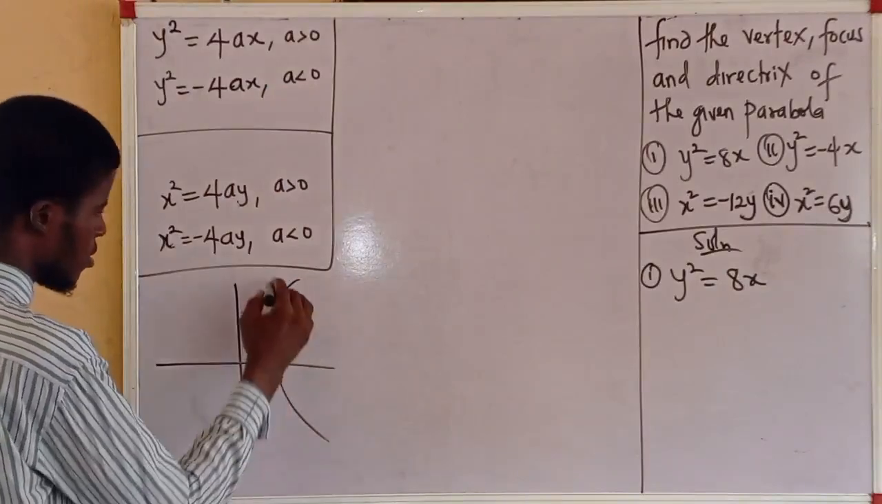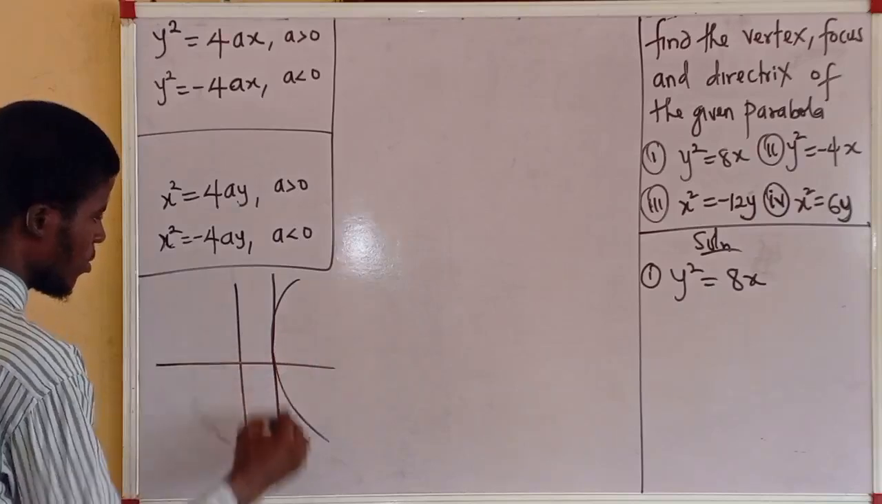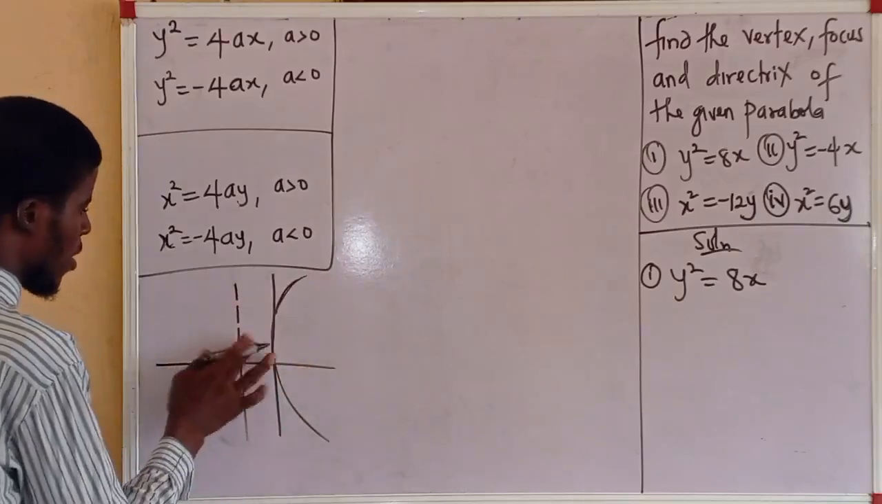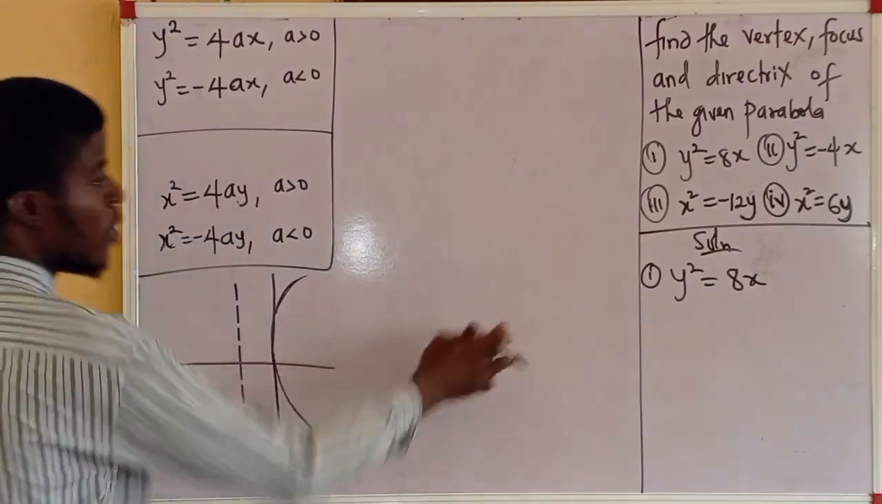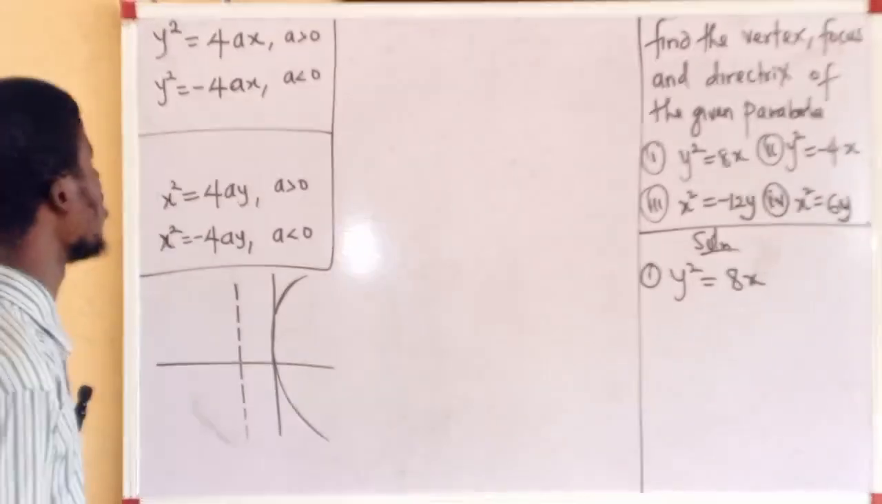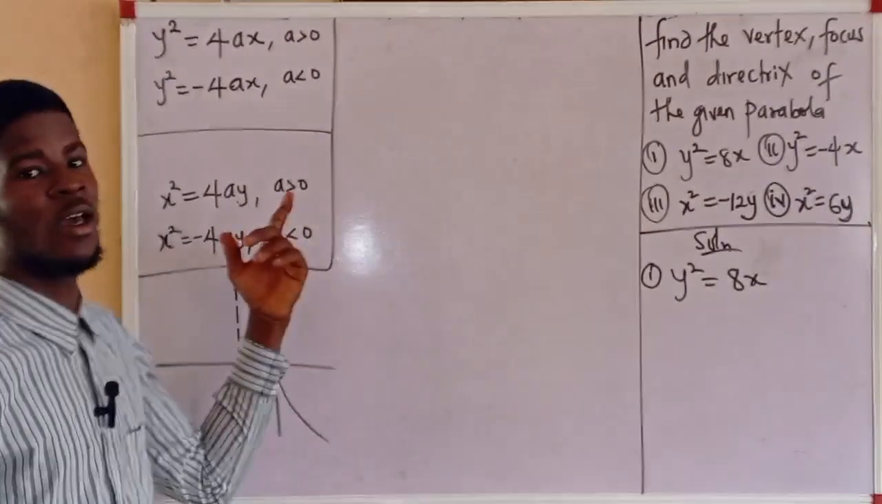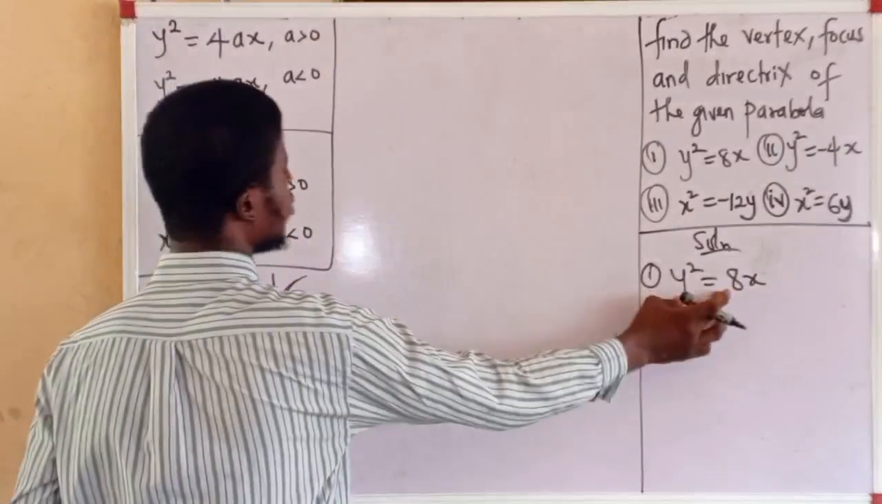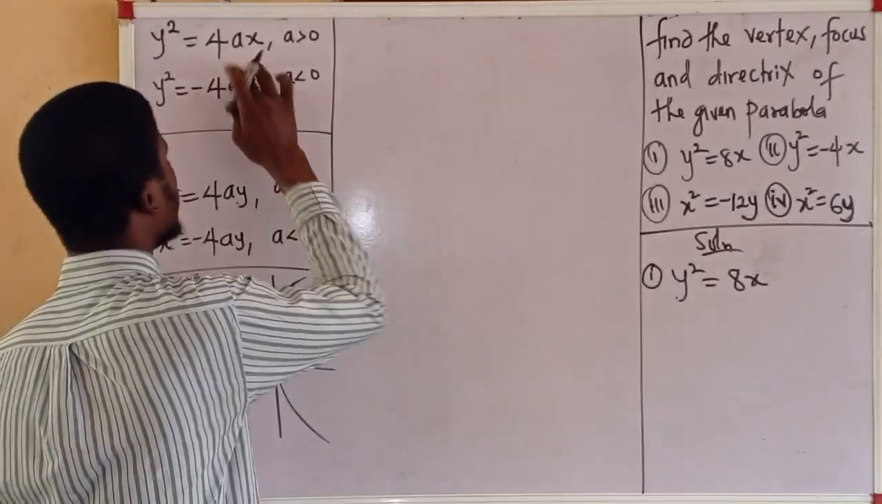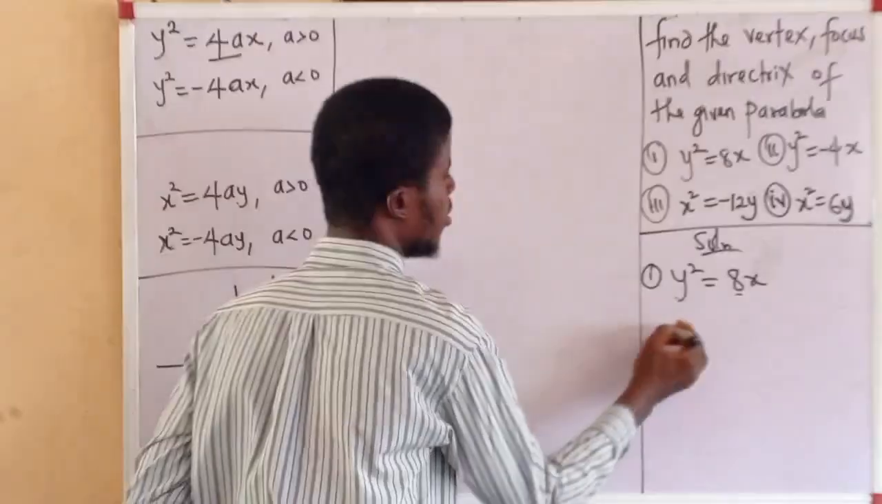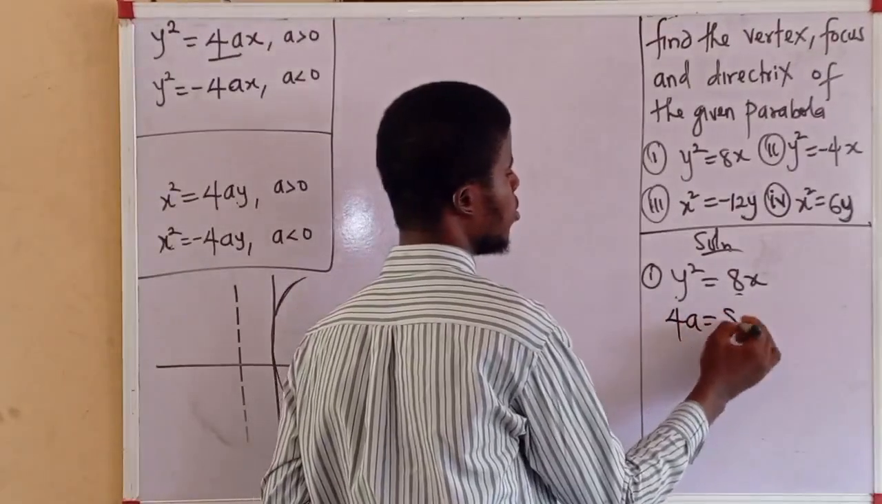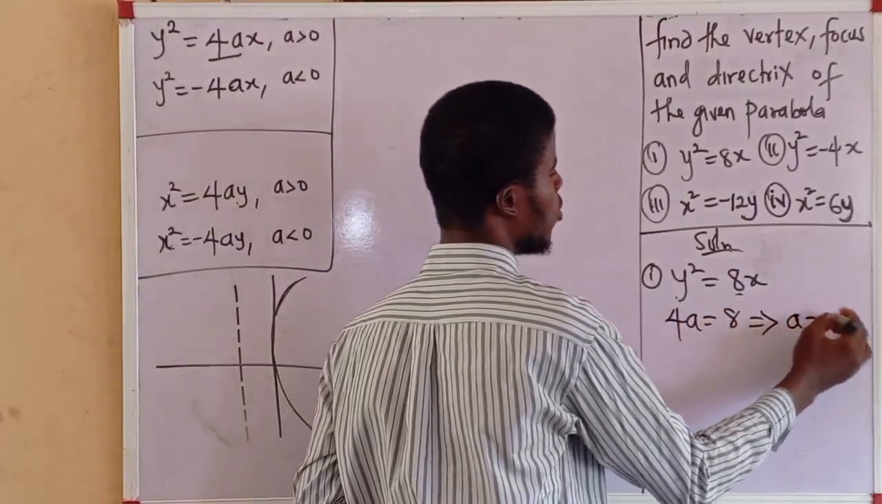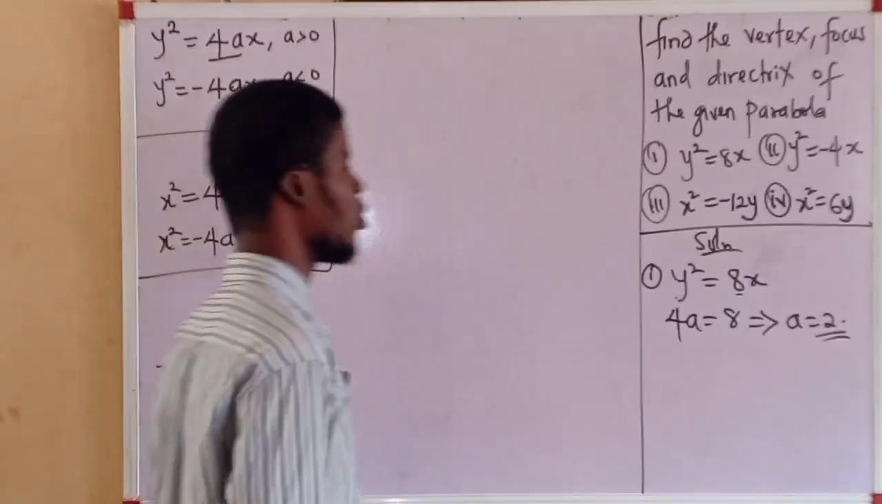Let's say something like this. Pardon my drawing. This is the directrix. It will open to the right because it is symmetric with respect to the what? To the x-axis. So if I compare this equation with this, 4a is equal to 8. And this implies that a is equal to what? 2. So a is equal to 2.